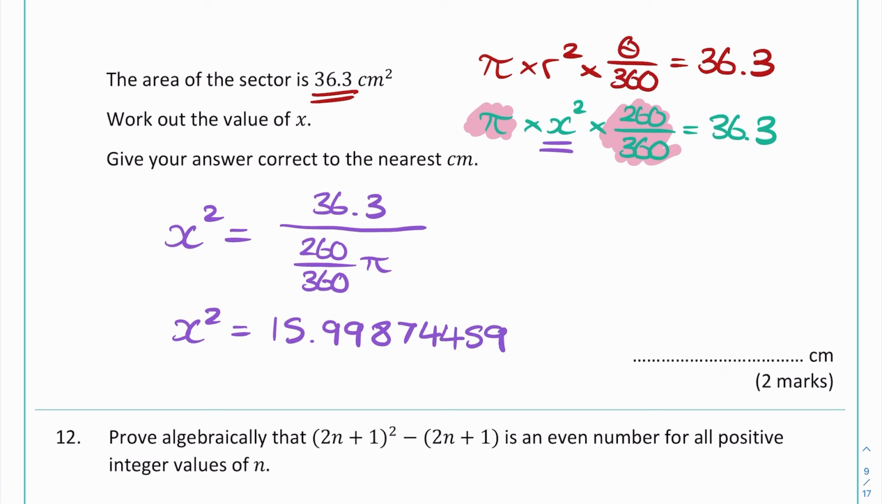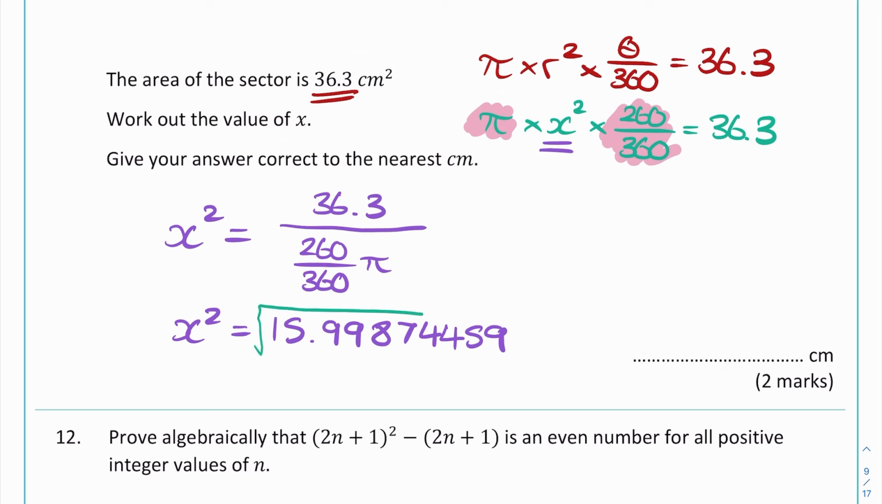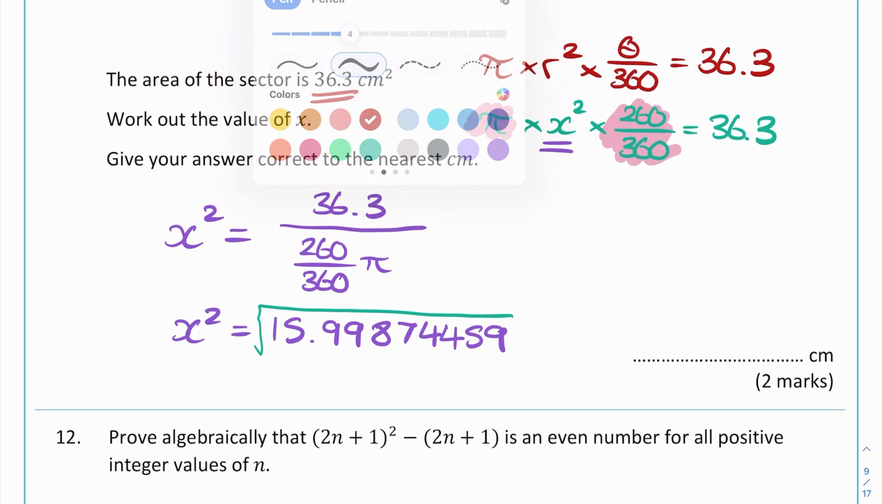Now that is the value of x squared, but we want to know the value of just x. So to get the value of x, to reverse a square, we're going to do a square root. And if I square root that, I can just press square root answer on my calculator. And let's see what we get.